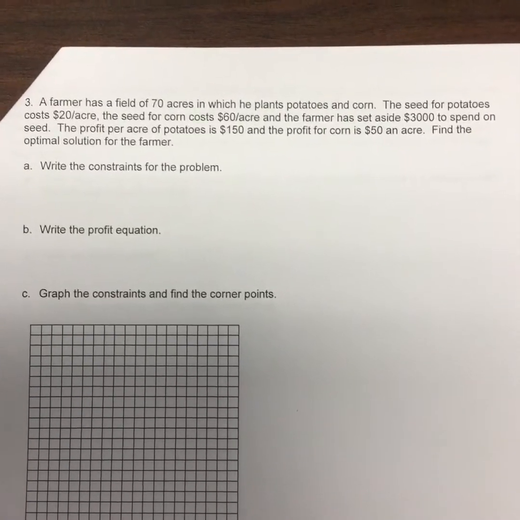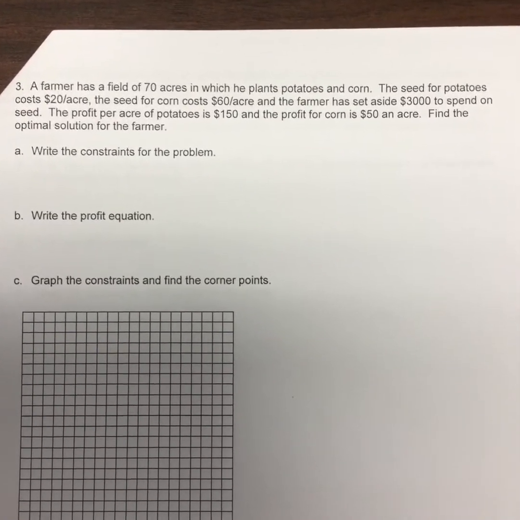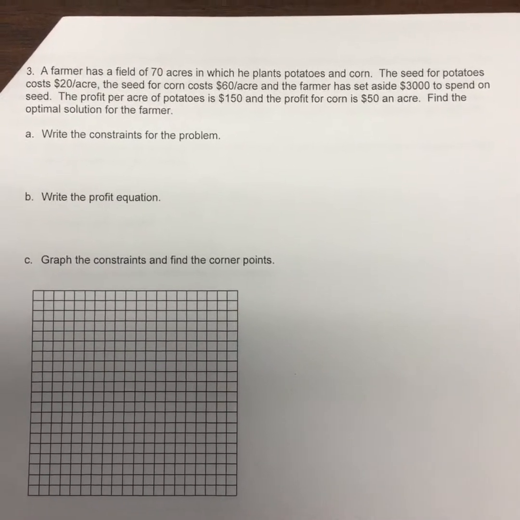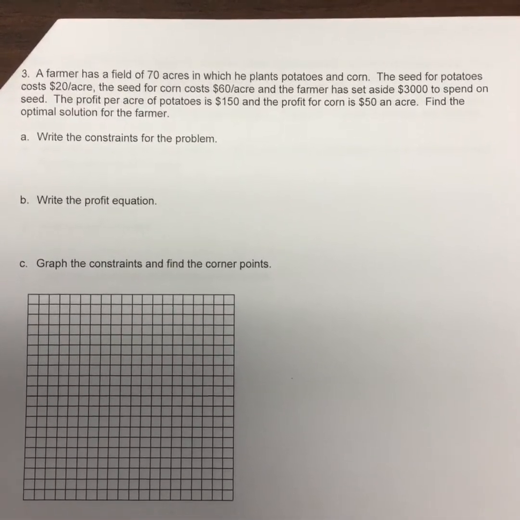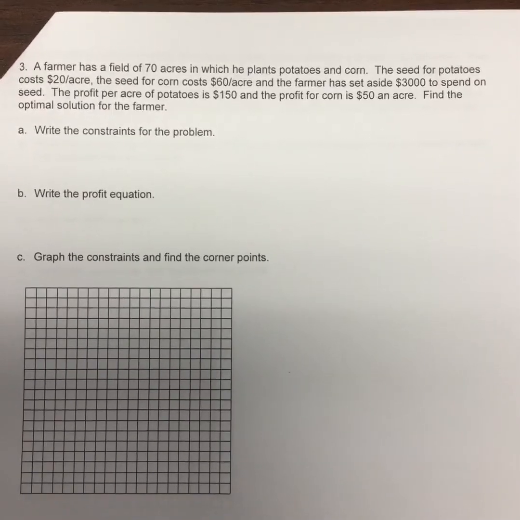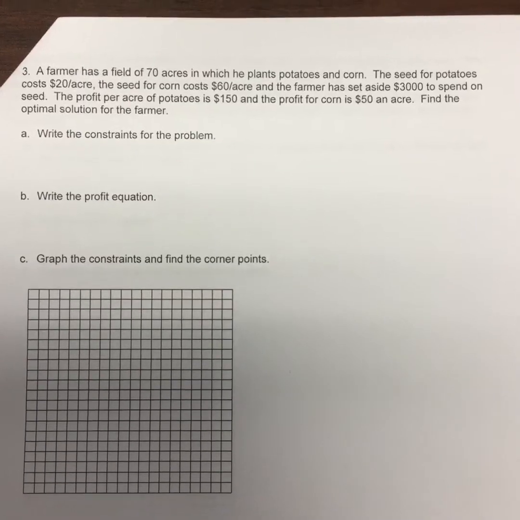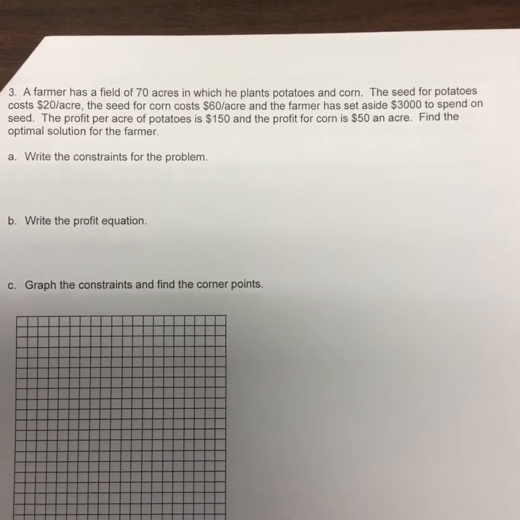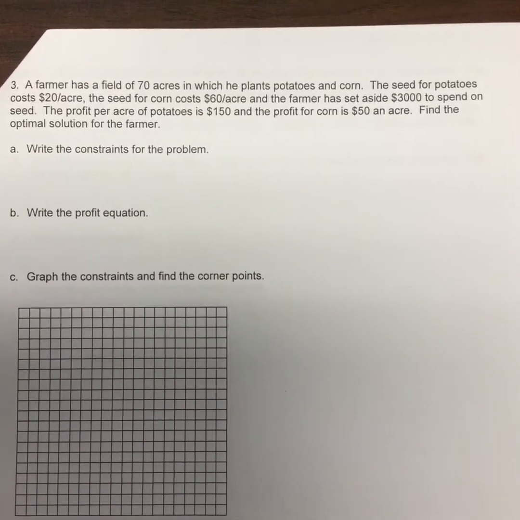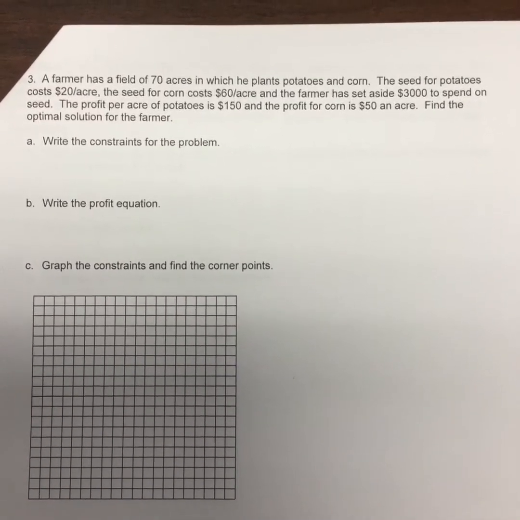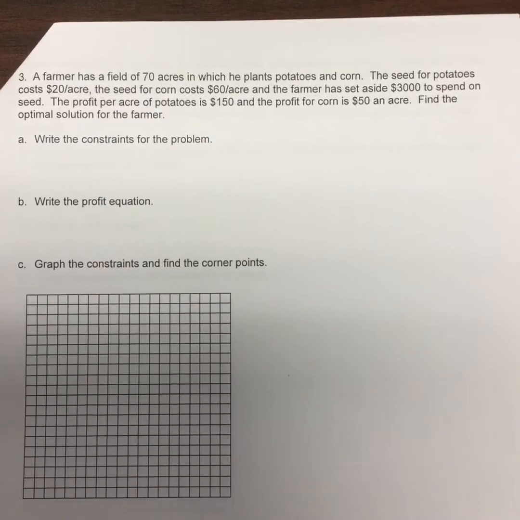So number 3 on your study guide says a farmer has a field of 70 acres in which he plants potatoes and corn. The seed for potatoes costs $20 an acre. The seed for corn costs $60 an acre. The farmer has set aside $3,000 to spend on seed. The profit per acre of potatoes is $150 and the profit for corn is $50 an acre. Find the optimal solution for the farmer.